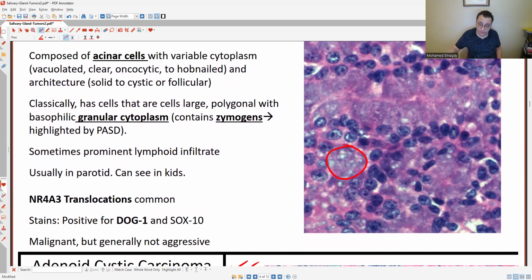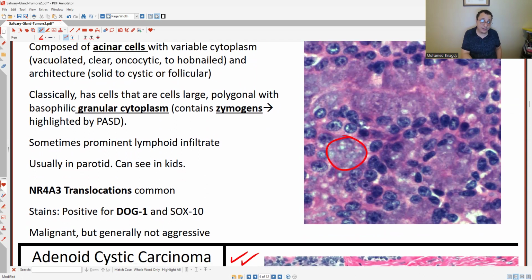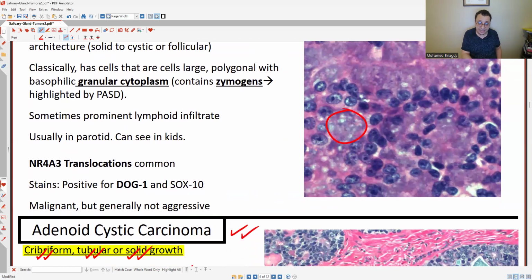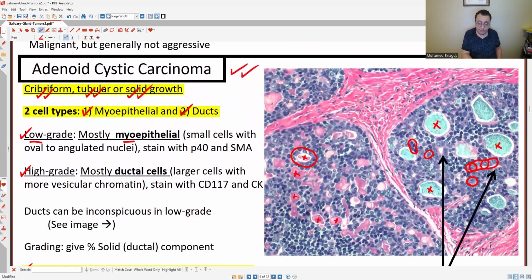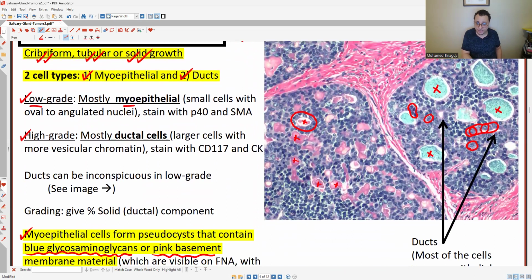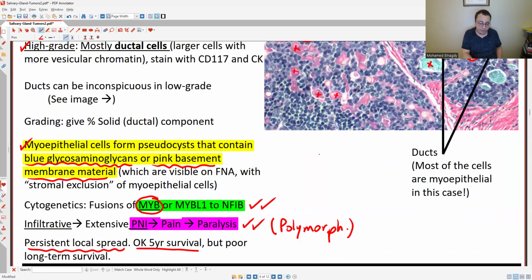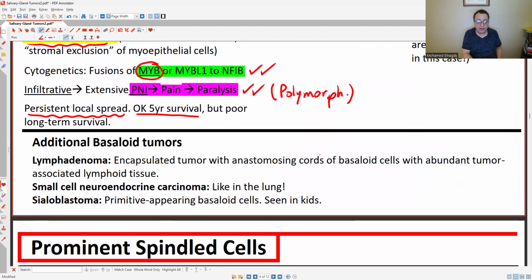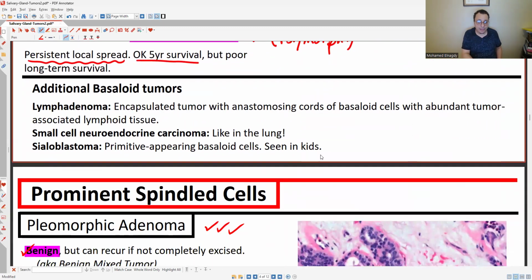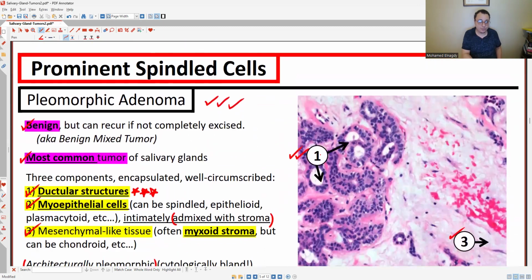Then the acinar cell carcinoma, the key word is the zymogen granules. These blue granules in the cytoplasm, the zymogen granules, and the acinar cells, DOG1, SOX10, remember this. Then the adenoid cystic, you have the adenoid, which are tubules, cystic, pseudocysts. These pseudocysts are either filled with GAGs or filled with hyaline pink basement membrane-like material. Remember the MYB, and PNI is the second tumor with PNI.